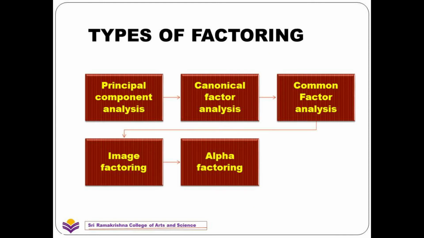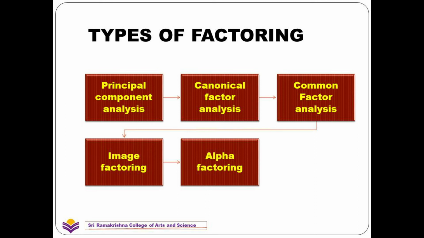Now let's see the different types of factoring. Factoring has 5 main types: principal component analysis, canonical factor analysis, common factor analysis, image factoring, and alpha factoring. Principal component analysis, otherwise called PCA, is helpful to extract maximum variance. I'll explain with a single line so that it is easy to recap. Principal component analysis extracts maximum variance from the variables.